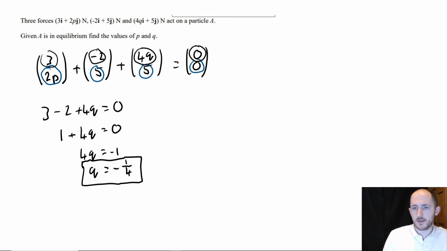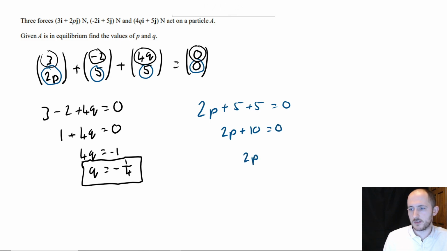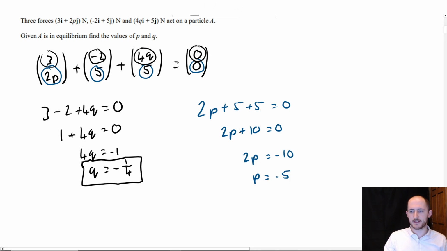Equals 0. So we have 2p plus 5 plus 5 equals 0. So we have 2p plus 10 equals 0. 2p equals minus 10, which means p is equal to minus 5. Okay. So I hope that makes some amount of sense.